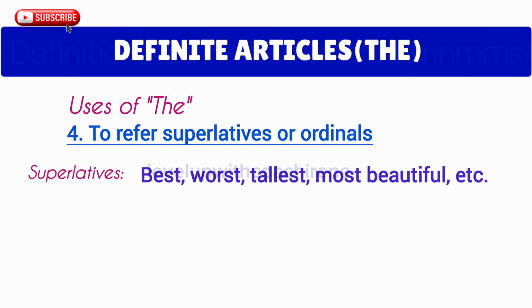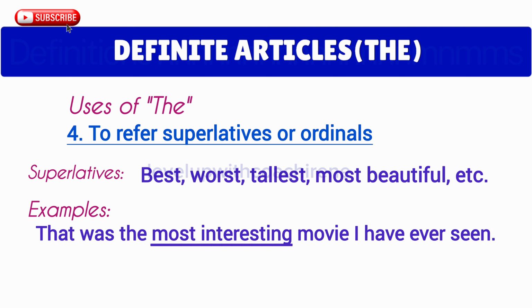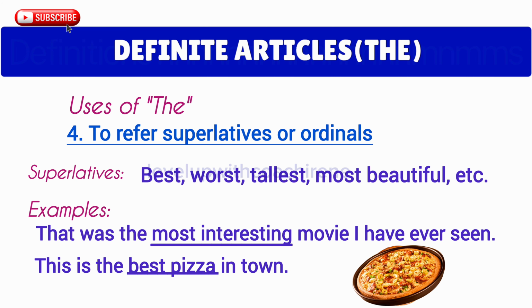While superlatives include best, worst, tallest, most beautiful, etc. Superlative adjectives describe the highest degree of quality among 3 or more items. The is used to highlight that the noun possesses this quality uniquely or absolutely. For example, that was the most interesting movie I have ever seen. This is the best pizza in town.